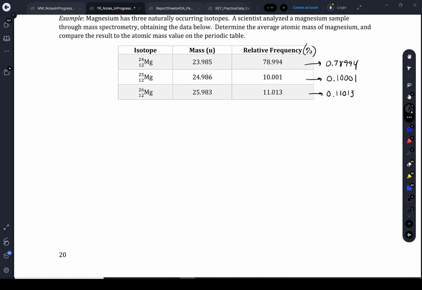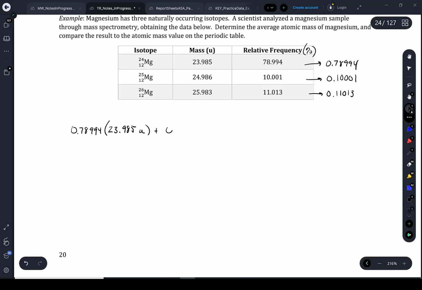So 0.78994 times the mass of magnesium 24. Plus the weight of magnesium 25, 0.100001 times 24.986. Plus the weight of the other one here, times this, 25.983. And I'm in a bit of a lazy mood here.